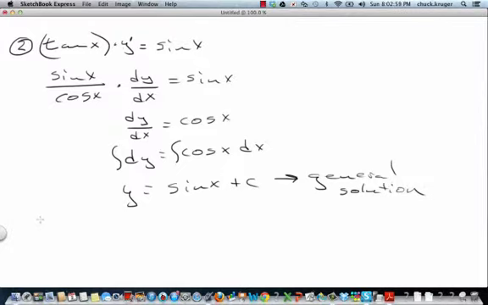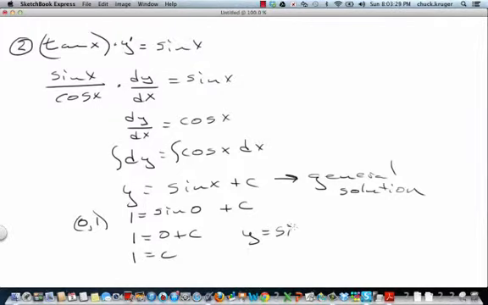If I'm looking at a particular point, and the particular point that I'm going to choose is (0, 1), I'm going to have, let me back up again. I'm going to have 1 equals the sine of 0 plus c. Well, the sine of 0 is 0. So 1 is equal to c. So y equals the sine of x plus 1 is my particular solution.